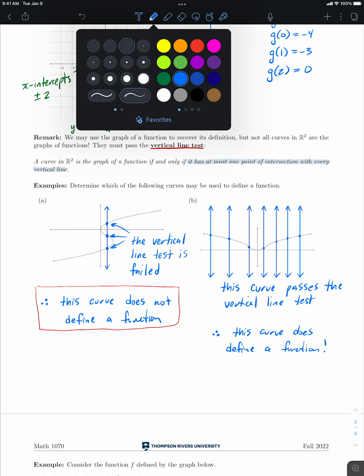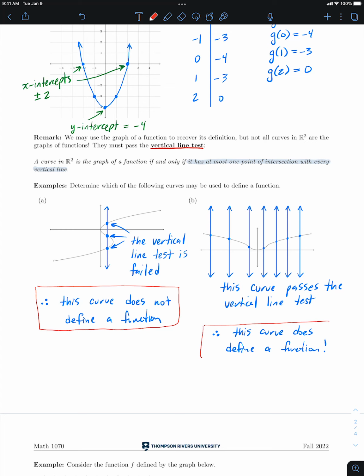Okay, but how? What's the rule? If I say I'm able to use the graph to define the function, I should be able to tell you what the rule is. If you give me an input value, I should be able to tell you what the output value is. So how do you do that exactly? Well, we're going to take a look at that on the next page.